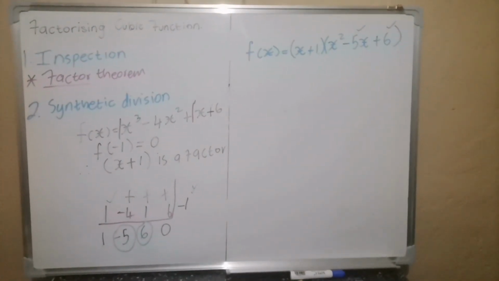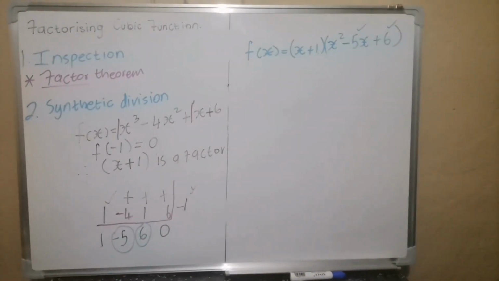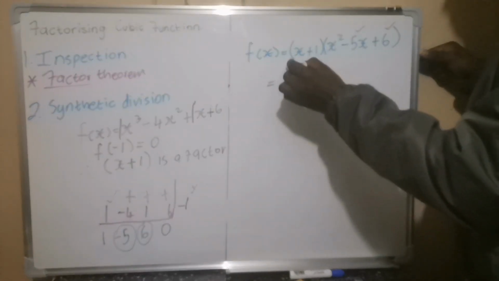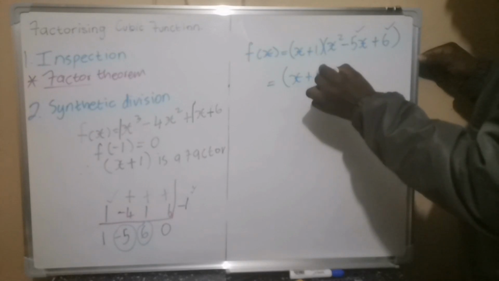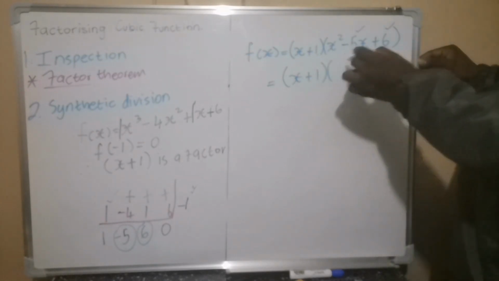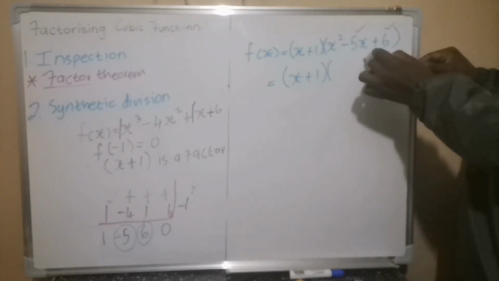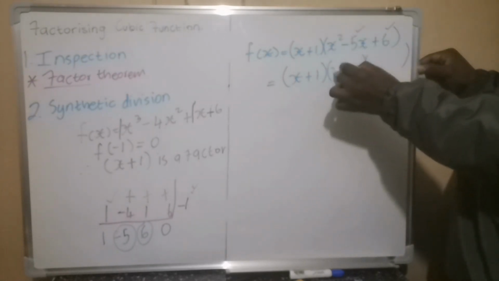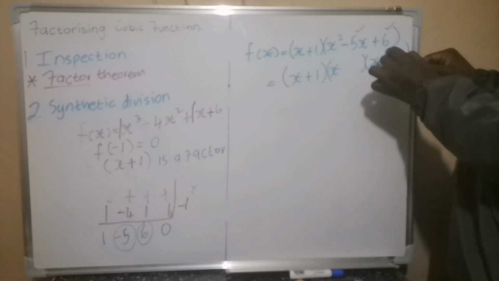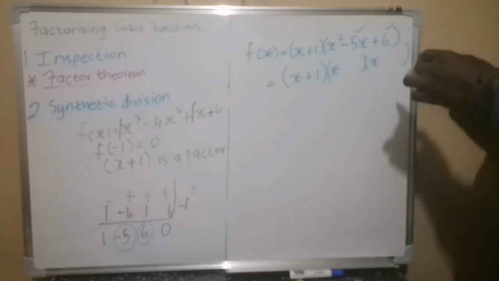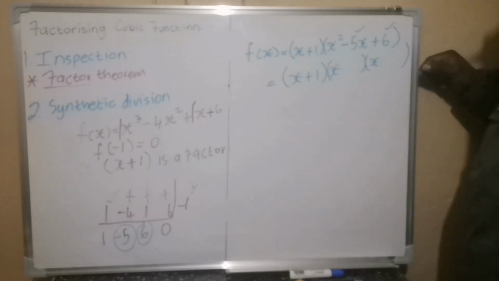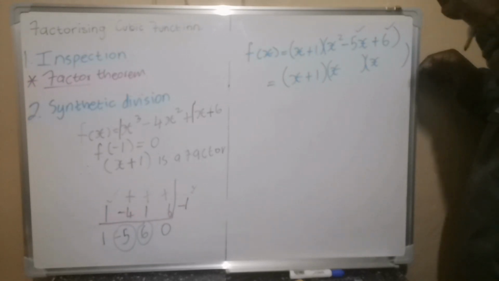Now, let me just find factors of this quadratic equation. We already have x plus 1. Then you know this is a quadratic, you open 2 brackets. Factors of x squared, x. Factors of our constant, that's when you multiply them, they give you the last term. When you add or subtract them, they give you the middle term, which is -5.